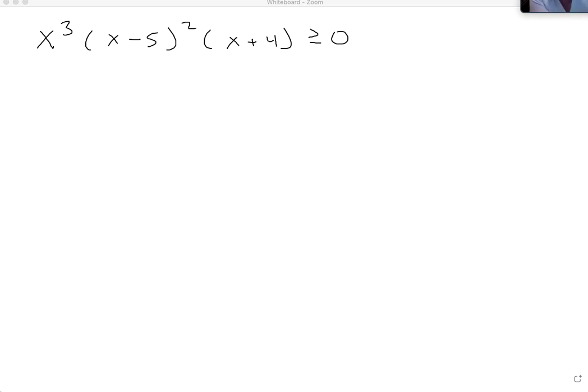So there's a couple of ways we could go about this one. My preference would be graphing, just because I think it's the easiest. But you could also do test points or a sign chart, as you preferred. I'll show graphing though.